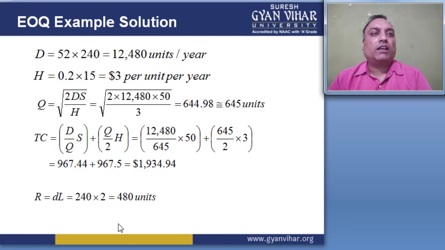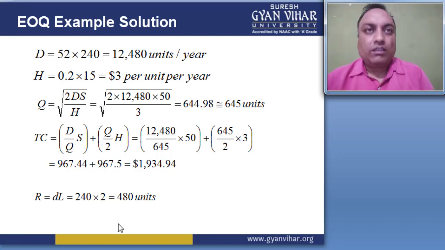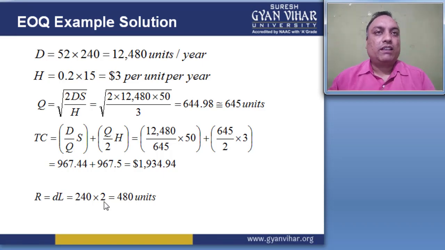Put the values into this formula. D equals 12,480, divided by 645, times 50, plus 645 divided by 2 times 3. The total cost is 967.44 plus 967.5, which is $1,934.94. Then R equals D times L, which is 240 times 2 equals 480 units. This is 480 units for this case. Then move to the next slide.